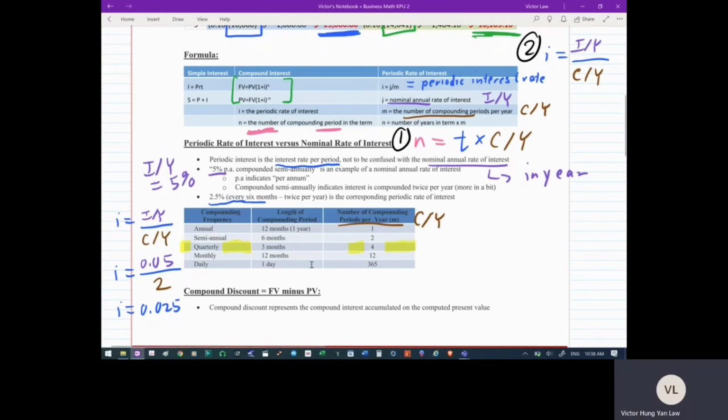The only one that's tricky is quarterly. What you need to know is that 1 quarter is 3 months, and in 1 year we have 4 quarters. So our compounding per year is 4 times a year.